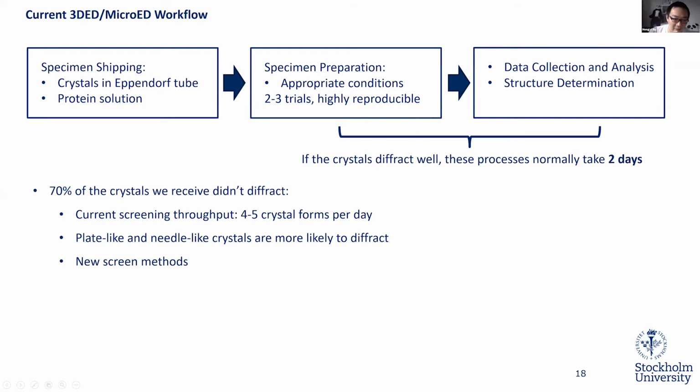But there's a problem: 70% of the crystals we receive do not diffract. They look like crystals, but they just don't diffract. I also heard this is very common for the X-ray case. Our current screening throughput is about 4 to 5 crystal forms per day. And our experience tells us that plate-like or needle-like crystals are more likely to diffract. So the mentality is slightly different from X-ray. We don't look for one single large crystal, but we look for many crystals of the same shape. This tells us there's a high probability that they are packing the same way and they're probably crystals. And we're also interested in developing new screening methods.